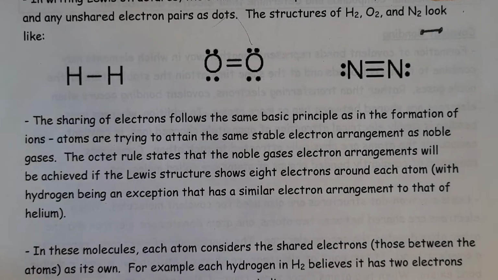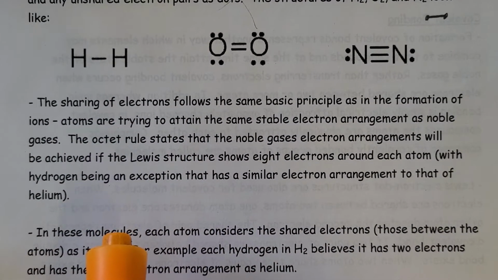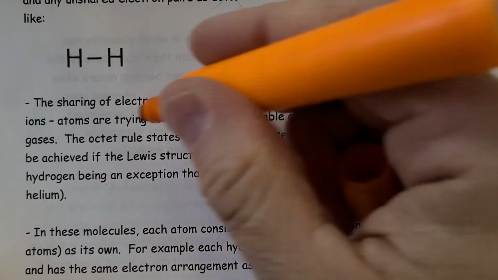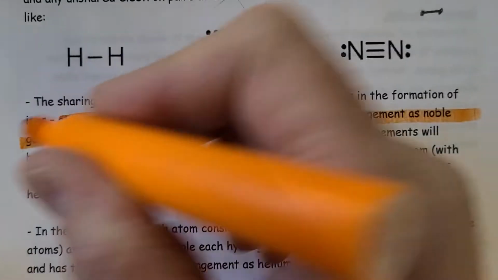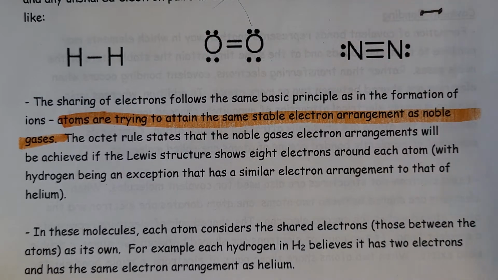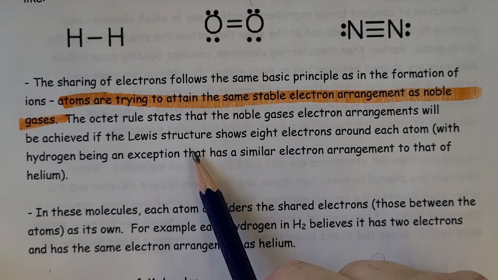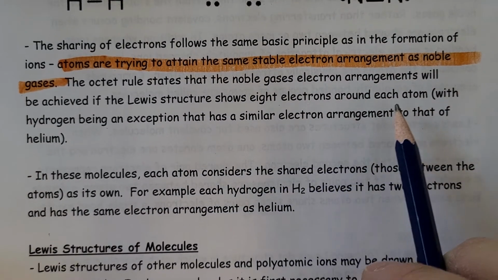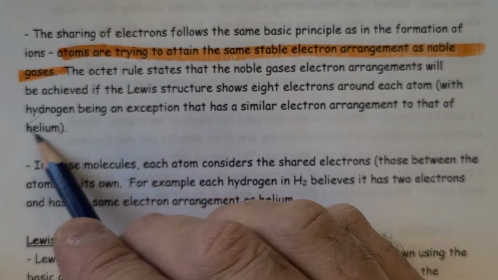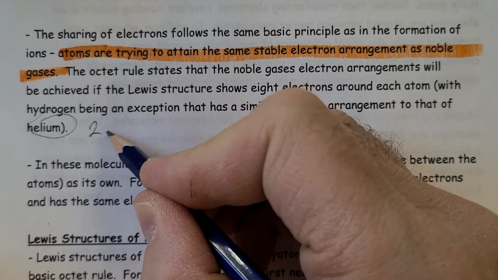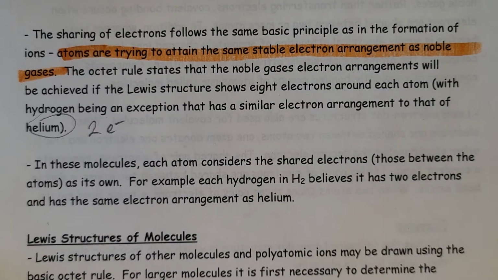triple bond. So the sharing of electrons follows the same basic principle as in the formation of ions. Again, atoms are trying to attain the stable state like the noble gases. The octet rule states that the noble gas electron arrangements will be achieved if the Lewis structure shows 8 electrons around each atom. With hydrogen being the exception, it needs to be like helium, which has 2 electrons. In these molecules, each atom considers the shared electrons as its own.